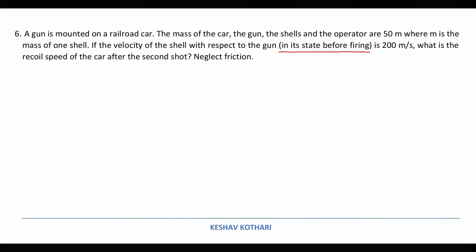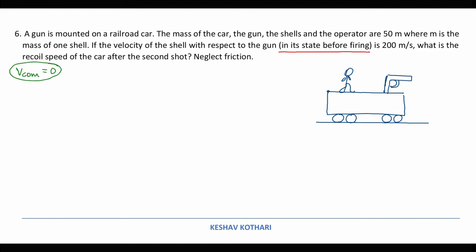So over here I am drawing a railroad car with a gun mounted on it, and a man is there who is going to fire the gun. So initially I can say that as the gun is mounted on it, the velocity of center of mass initially is equal to 0.